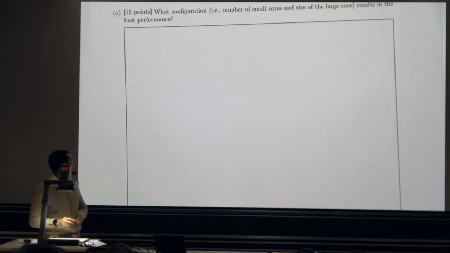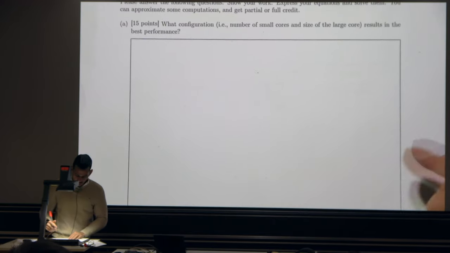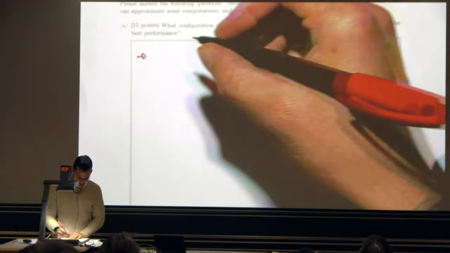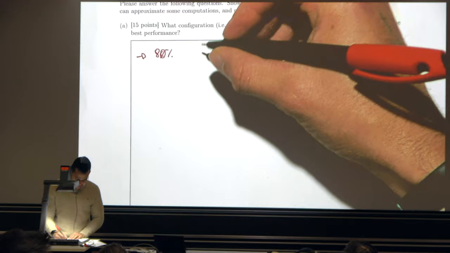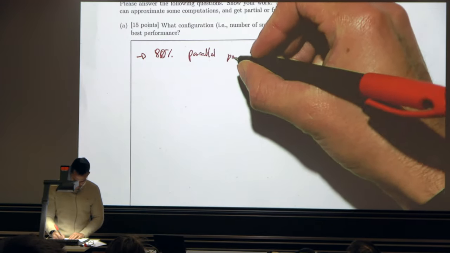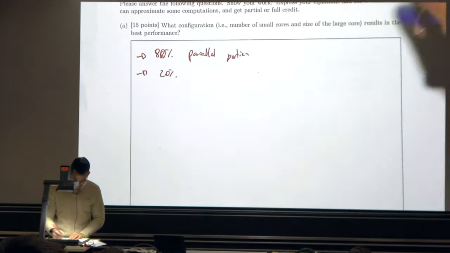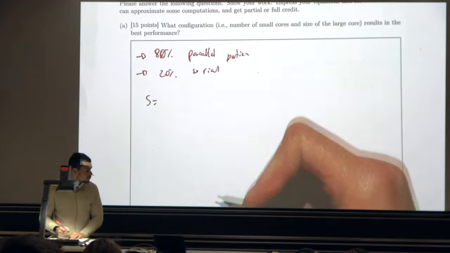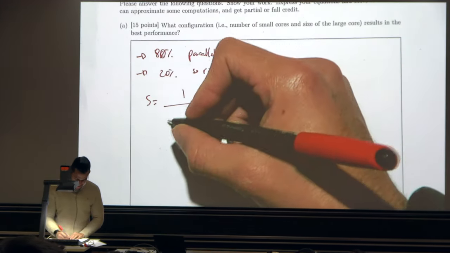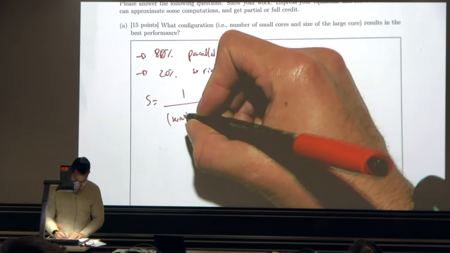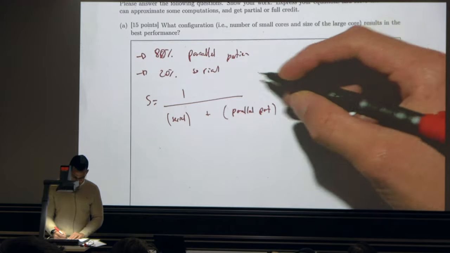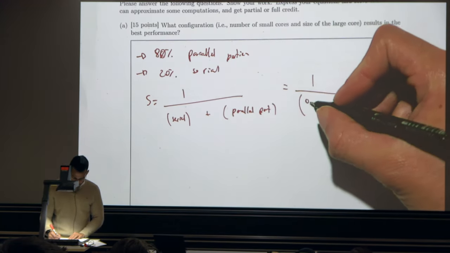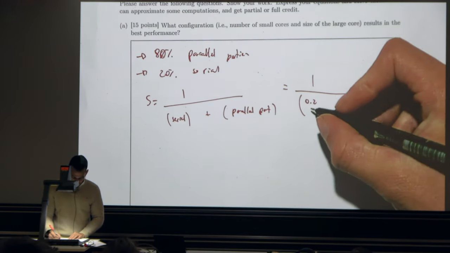First, they ask, what configuration, number of small cores and size of the large core, is going to result in the best performance? All of the information that you have here is important. First, the fact that your application is 80% parallel, and 20% is going to be serial. So you know that the speedup is going to be given by 1 over the serial part plus the parallel part. Since 80% of the application is parallel, 0.2 of your application is going to be serial.